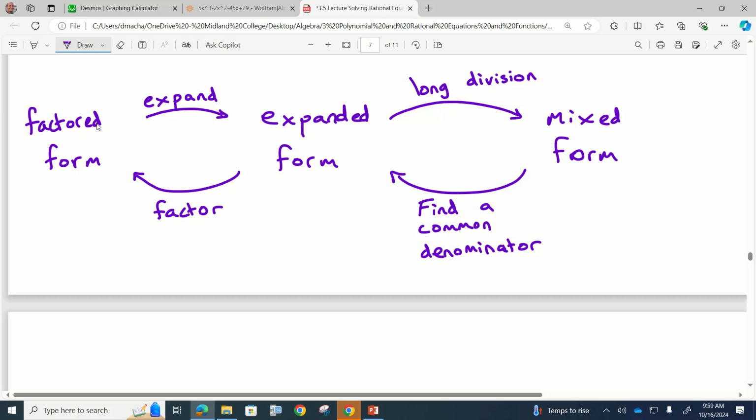And then to go from expanded form to factored form, we have to factor, which might mean factoring in your head, or it might mean factoring with the quadratic formula, or it might mean having to factor with the rational root theorem. But this is the idea. It's not really possible to go from factored form to mixed form, right? There's no strategy that gives you a shortcut, and there's no shortcut to go from mixed form to factored form. You just have to go through expanded form to make that happen.